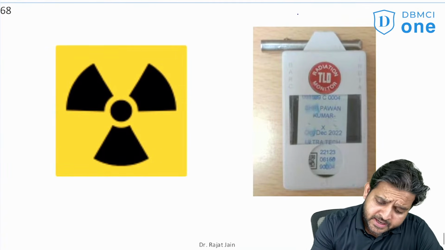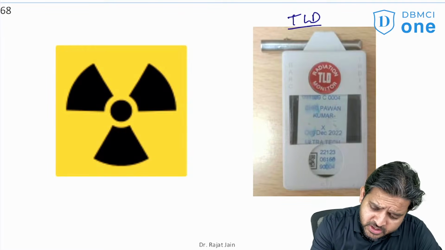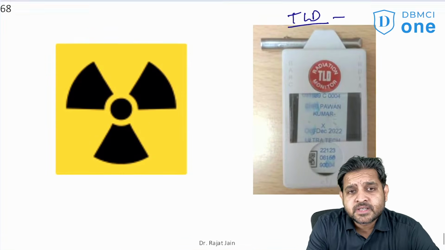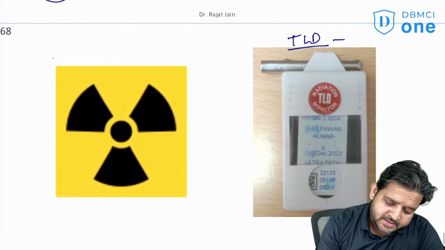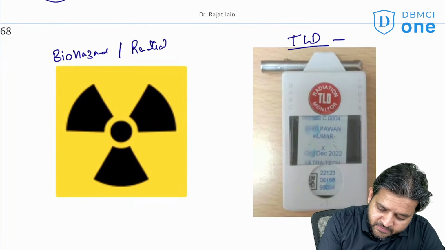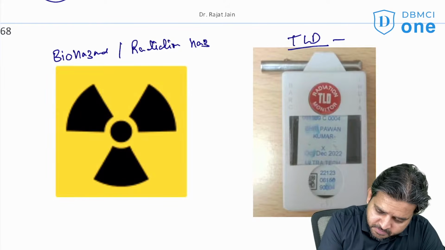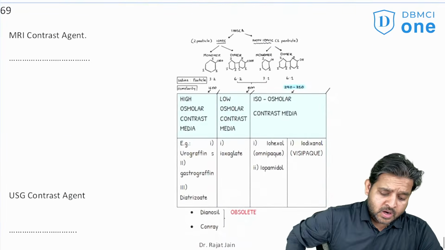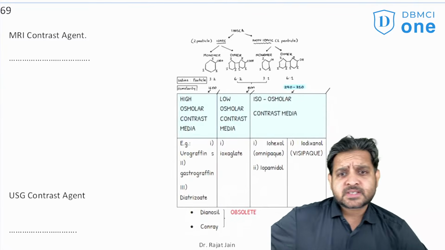Now this is a TLD, which is a radiation monitoring device. It's a radiation monitoring device used by the radiation worker, and this is the symbol of biohazard or radiation hazard. Wherever there is a radiation hazard, this symbol has to be placed there, right? Okay. Now some small points.